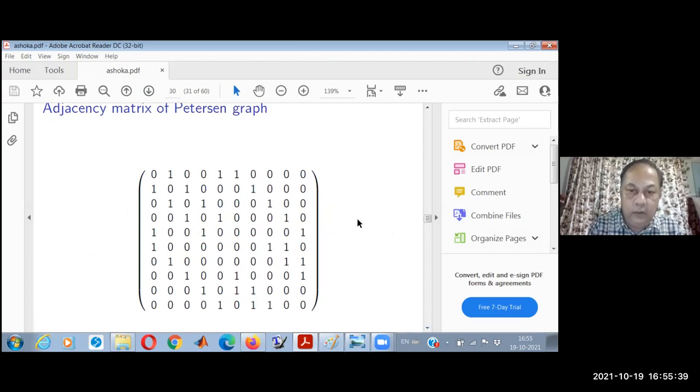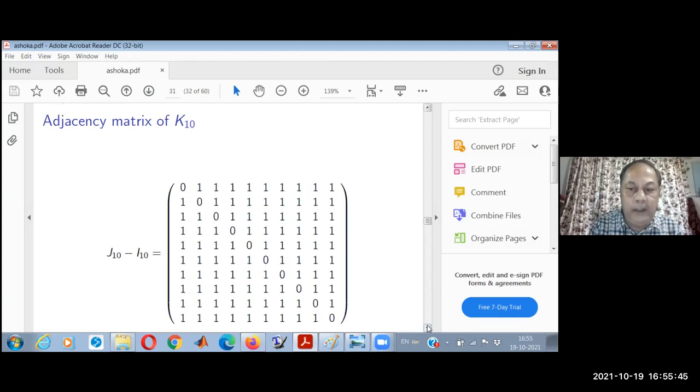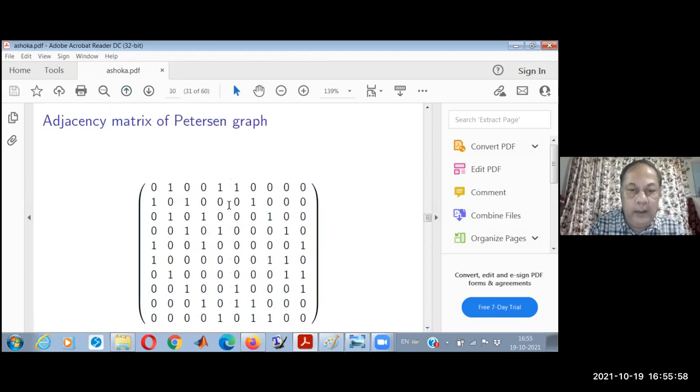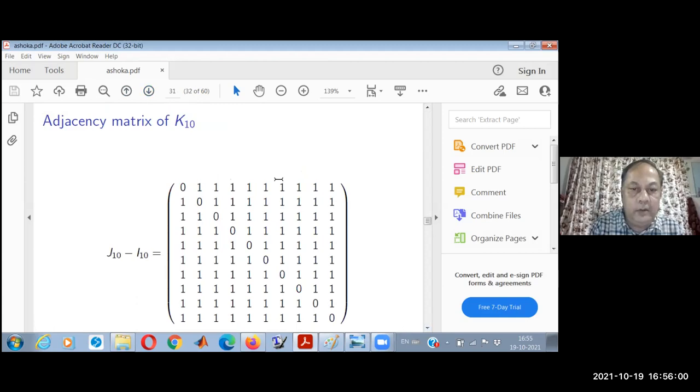And then take one more and add them up, and ask whether you can get the adjacency matrix of the complete graph, which is here. The complete graph is J10, the matrix of all ones, minus the identity. So this is the adjacency matrix of K10. So what you have to do is essentially fit 3 copies of this inside, so decompose into 3 copies.